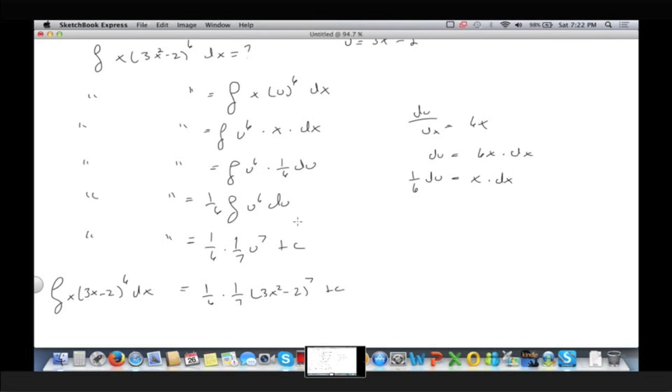How can we check our answer here to see if it's correct? Well, we could take the derivative. This is the antiderivative. Yeah, we could take the derivative of what we found, and it should be the integral that we were interested in. So what should be the derivative of 1/6 times 1/7 times (3x squared minus 2) to the 7th plus c? It should be x times (3x squared minus 2) raised to the 6. Okay. So let's check that this time.